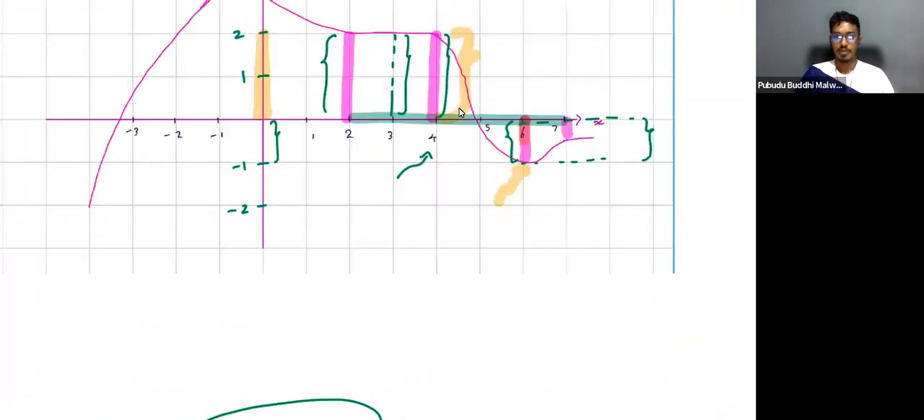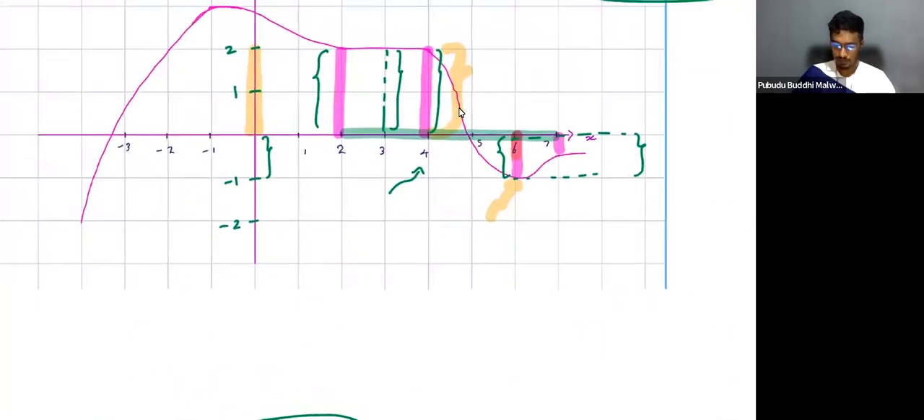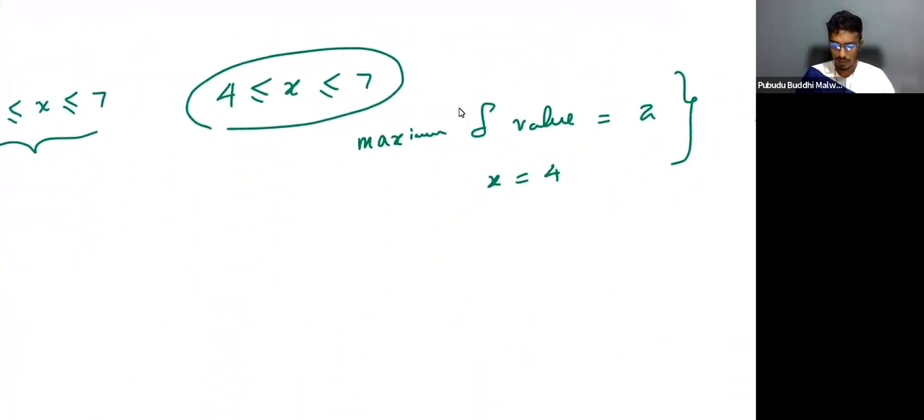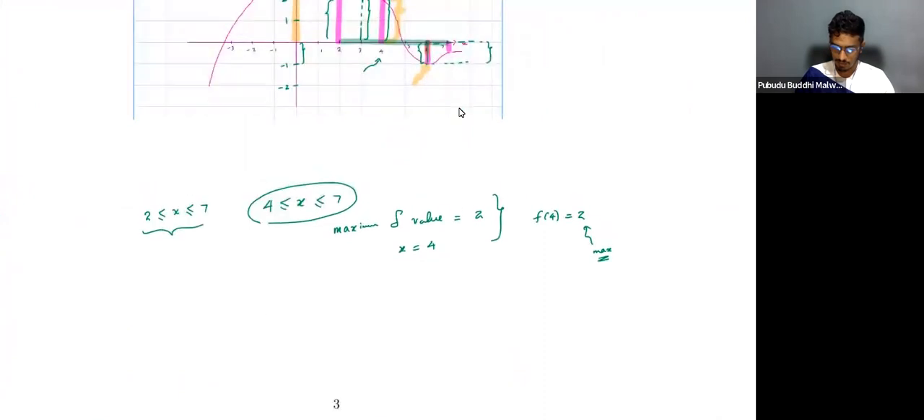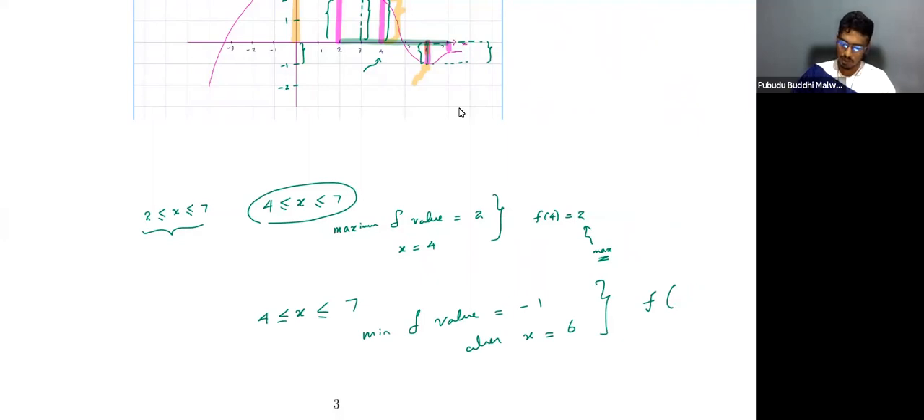And for which x value? When x equals 6, you will get the minimum value. But here again, we are talking about this interval, 4 to 7. The minimum f value equals -1 when x equals 6. We can express that like this: f of 6 equals -1. So 6 is the input value, -1 is the output value.